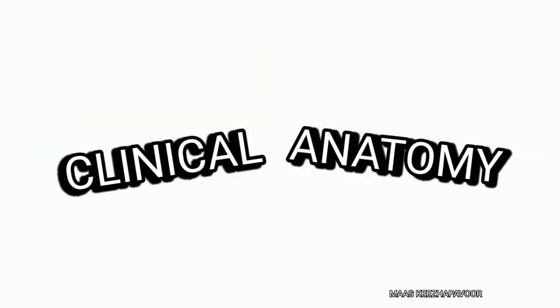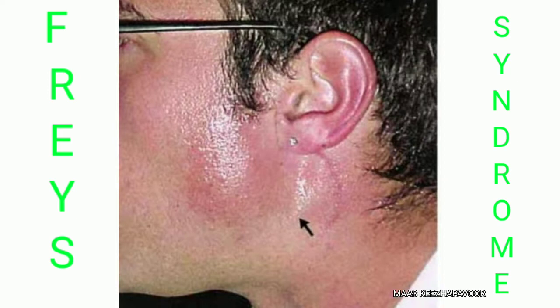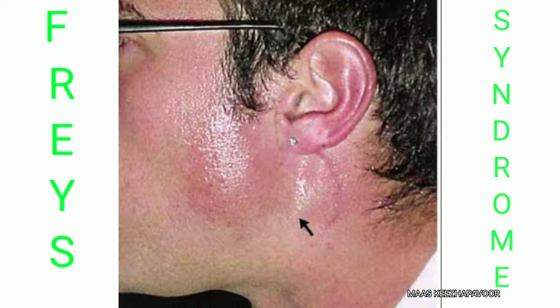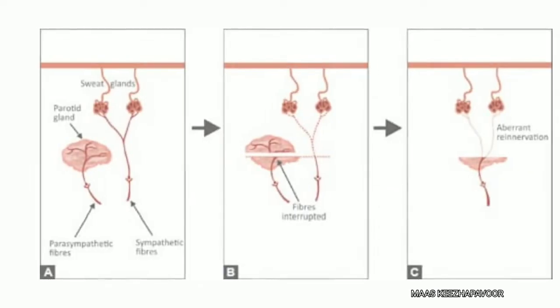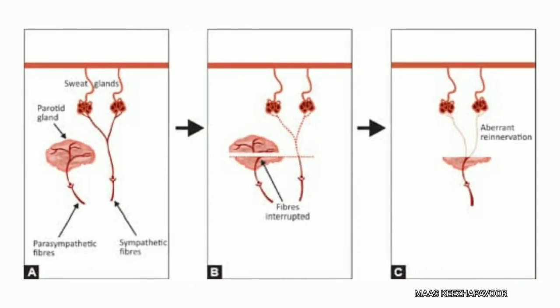Right. Hope you remember the Frey's syndrome. Please do watch the video on auriculotemporal nerve which I published 2 weeks ago. After parotidectomy, the sympathetic and parasympathetic fibers communicate and stimulate the sweat glands. Severe sweating and redness occur over the area of distribution of auriculotemporal nerve.